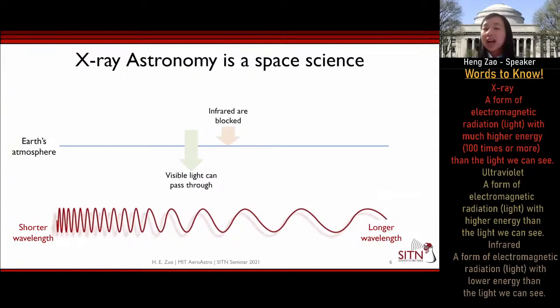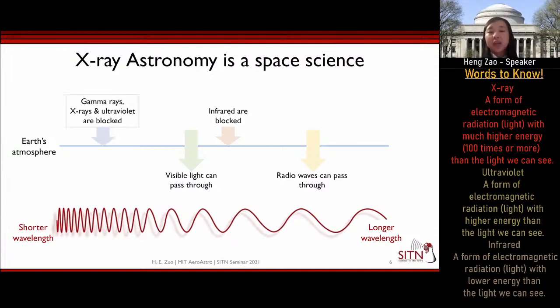A little bit longer than that, there's infrared. However, infrared is mostly blocked by the Earth's atmosphere. So infrared telescopes also are in space. Even longer, the radio waves can pass through. So maybe you've seen those very big dish-like telescopes. Those are trying to detect radio waves.